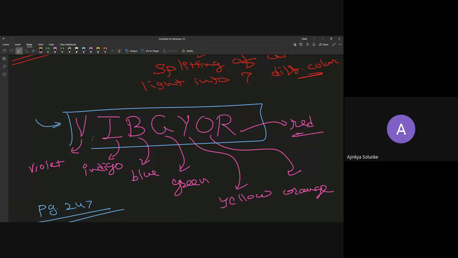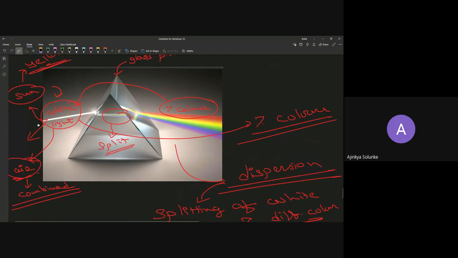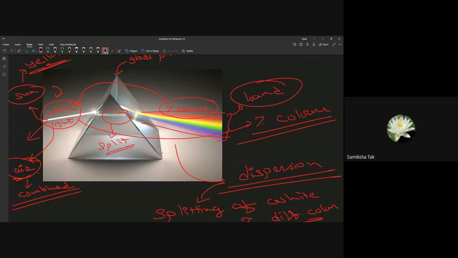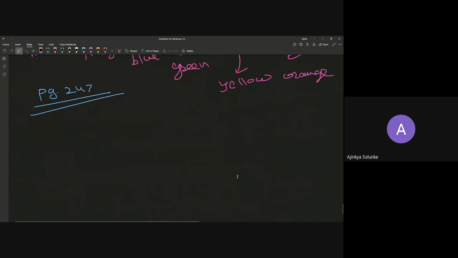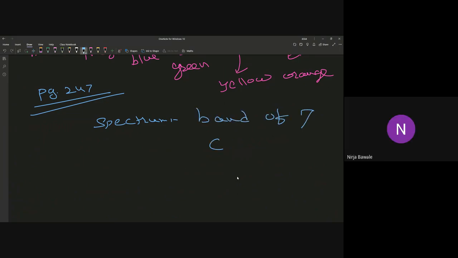Done, sir. Okay. Now, just a question for you. Does this particular set of 7 colors look like a band? Yes, it looks like a band, and that band has a name. We call it spectrum. So what exactly is a spectrum? A band of 7 different colors. Great.